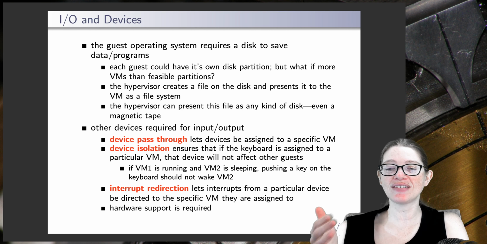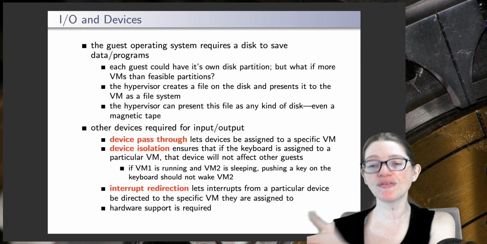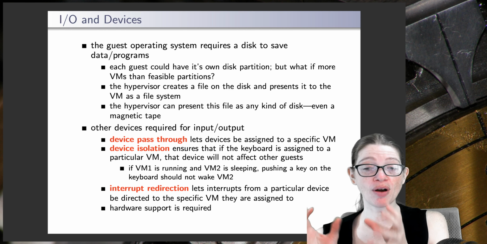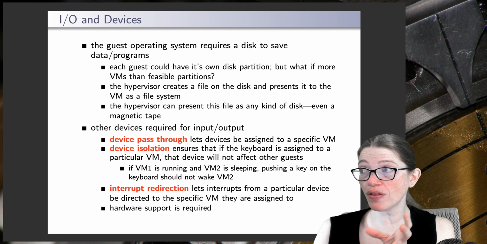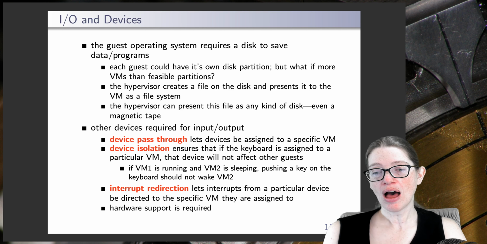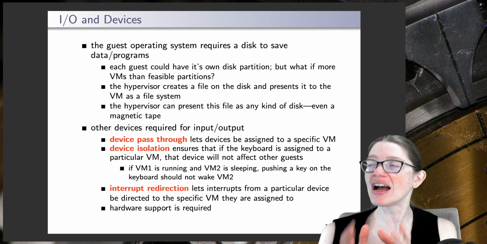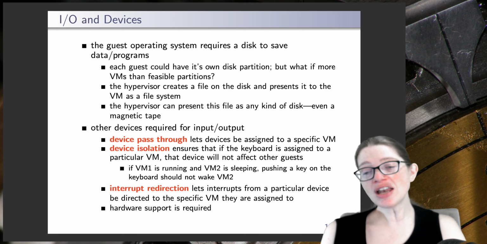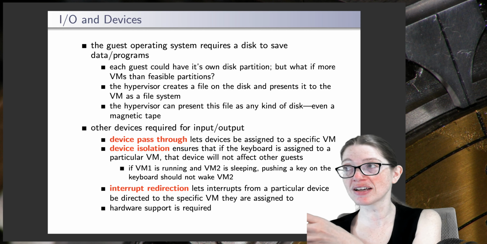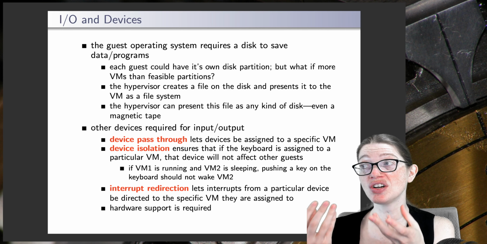Another interesting problem we have is device isolation. Let's say you've got a whole bunch of VMs running, a bunch of them are sleeping, and one of them is active. An interrupt from a device should not go to all the sleeping VMs. It should only go to the one active one. So we have to make sure that we're isolating devices to particular VMs. Generally what we're doing is interrupt redirection. Interrupts from a particular device are redirected towards a simulated interrupt on a specific VM, and your hypervisor is going to handle that.